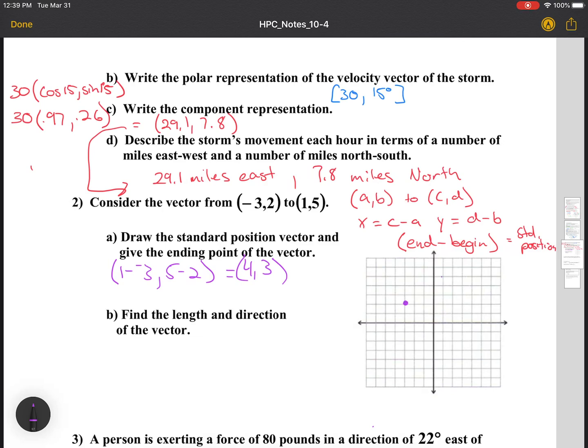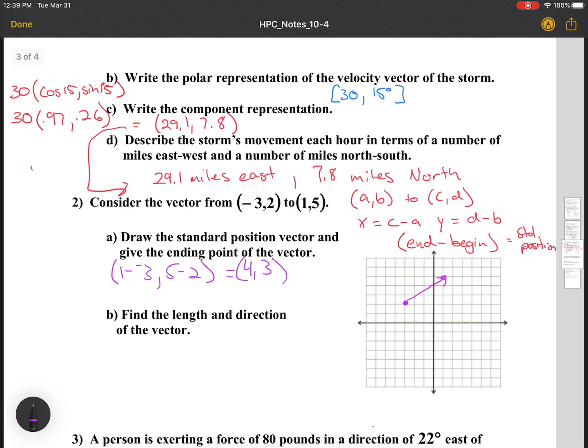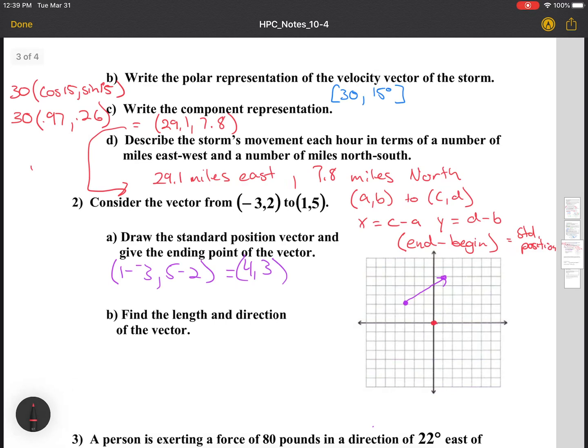So if we graph those first points, we got negative 3, 2, and we got 1, 5. That's your original point. And then now, from the origin, we found the standard position. We got 4, 3. See how just doing that shifts it to standard position.